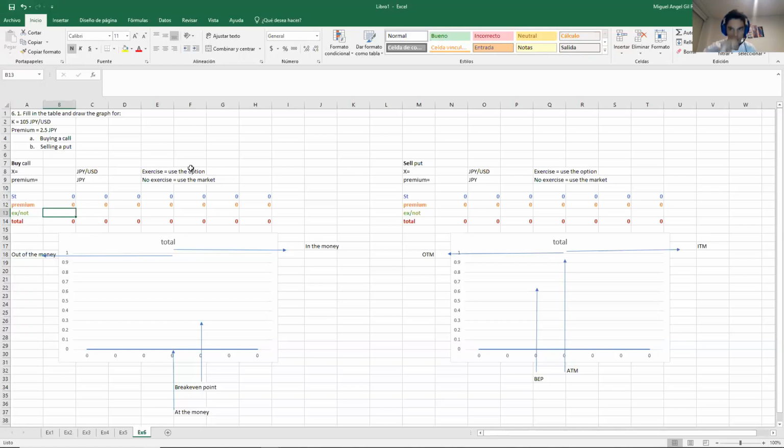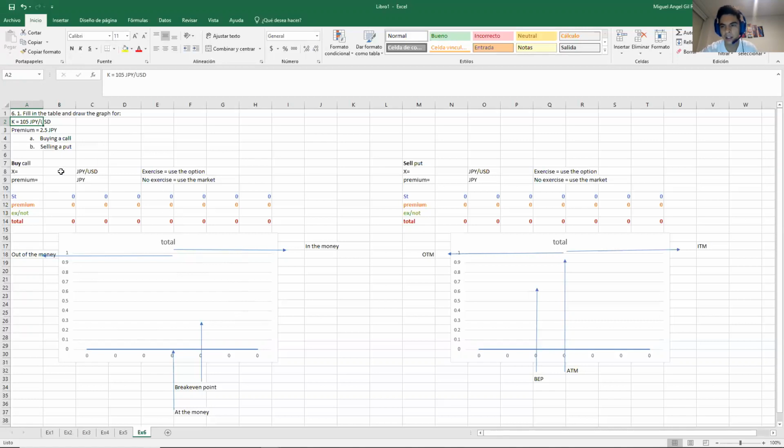Let's first analyze that the exercise says that we have a strike of 105 Japanese yen over a dollar, and we have a premium of 2.5 Japanese yen. And they are asking only for buying a call and selling a put. I think I oversimplified the instructions because I didn't write down what I am asking you to do, but the thing is that I will always ask you to do the table and the graph. It's very simple.